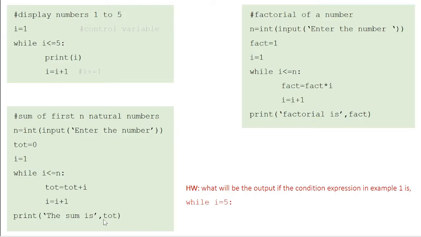So when you print the value of tot, always the latest value is printed. Whatever is the value at the last iteration, that value will be printed here. So you get the number 1 plus 2 plus 3 plus 4, whatever is that number, that value is 10 I guess, so that will be printed here.